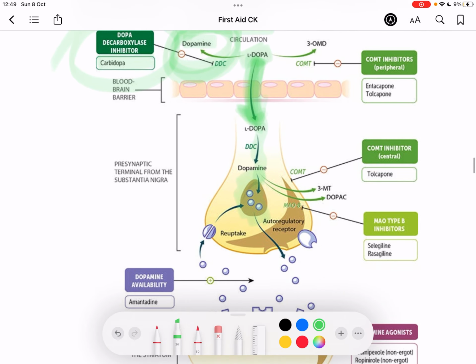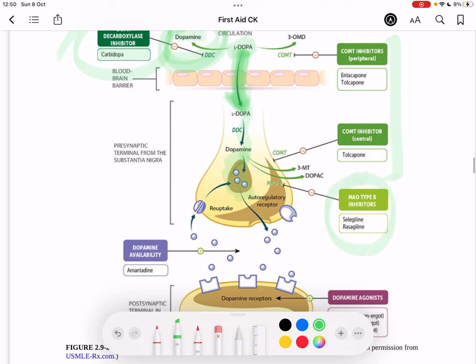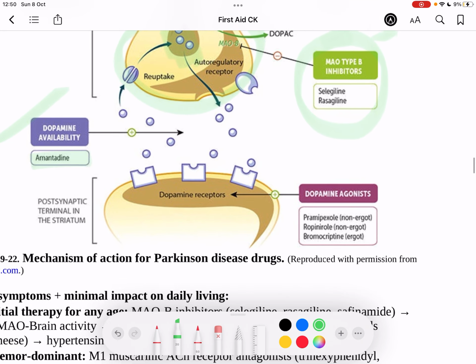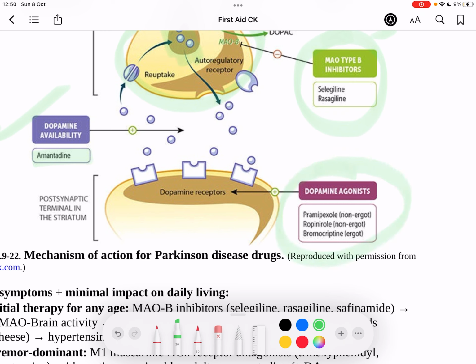We can also have COMT inhibitors. These are the -capones, so entacapone, tolcapone. These can inhibit the breakdown of dopa both in the circulation and in the brain. We also have monoamine oxidase inhibitors. These are the -gilines, so selegiline and rasagiline. These again prevent breakdown of dopa, but they prevent breakdown of dopa within the synapse specifically. We also have amantadine, which increases dopamine availability. And then we have direct dopamine agonists, okay? Pramipexole, bromocriptine, for example, and these will just be acting on the dopamine receptors.